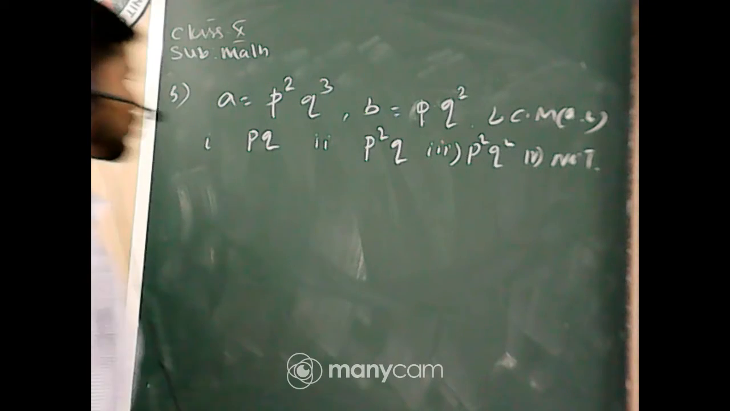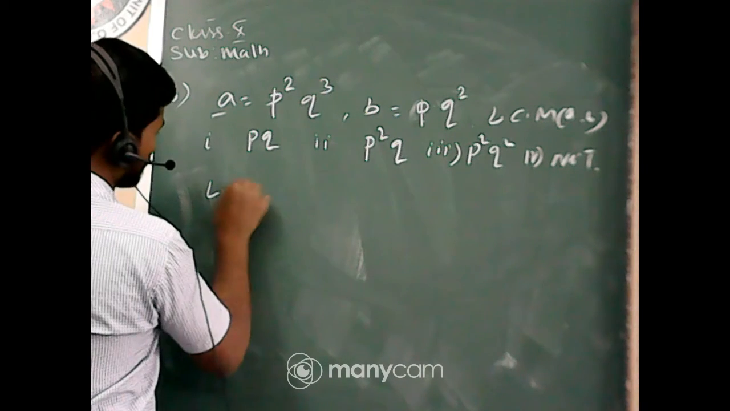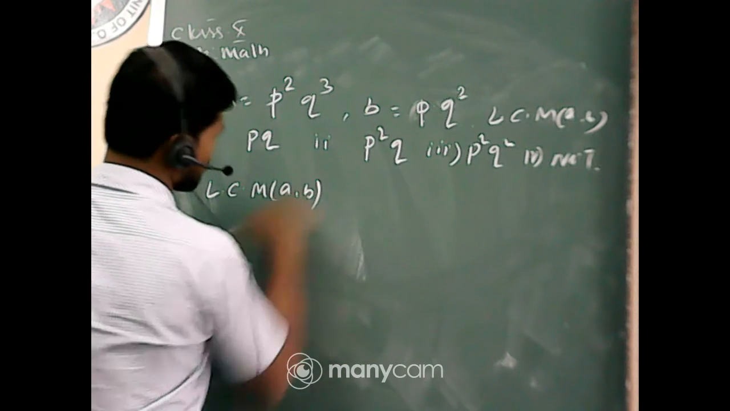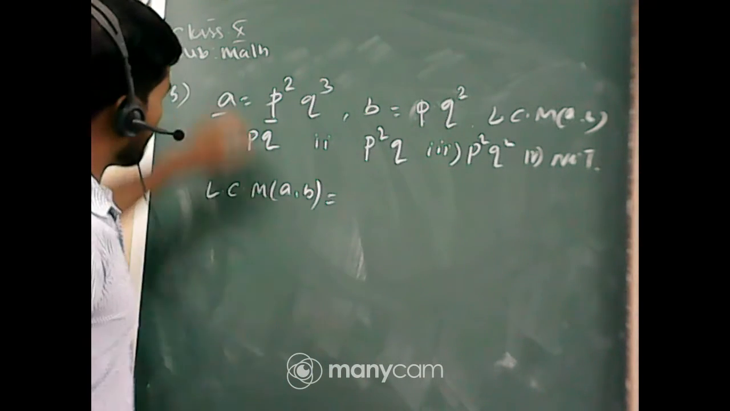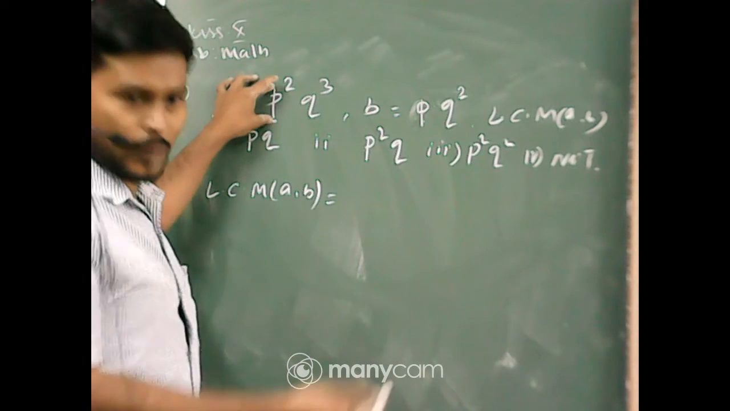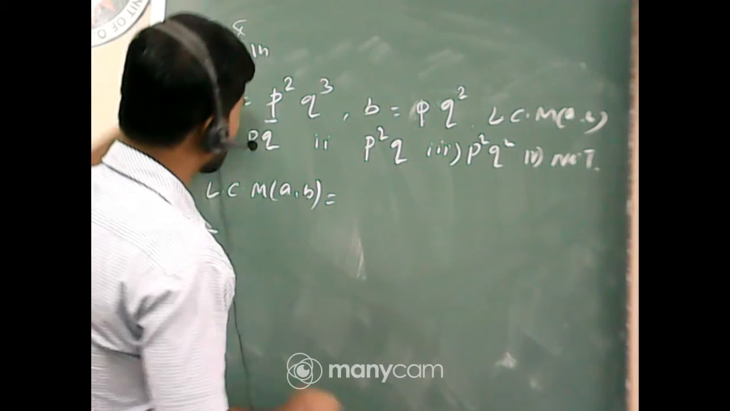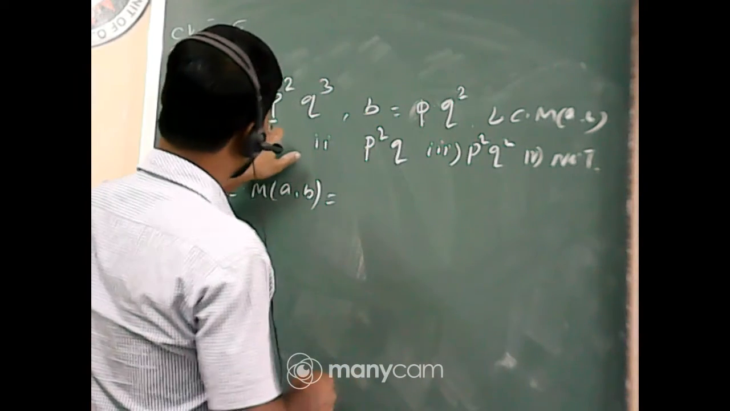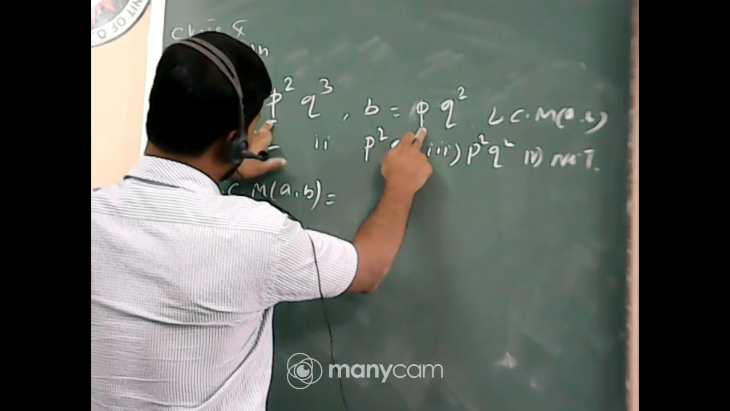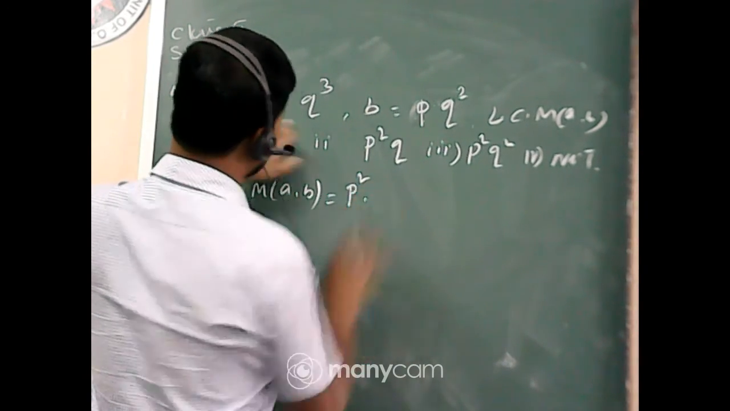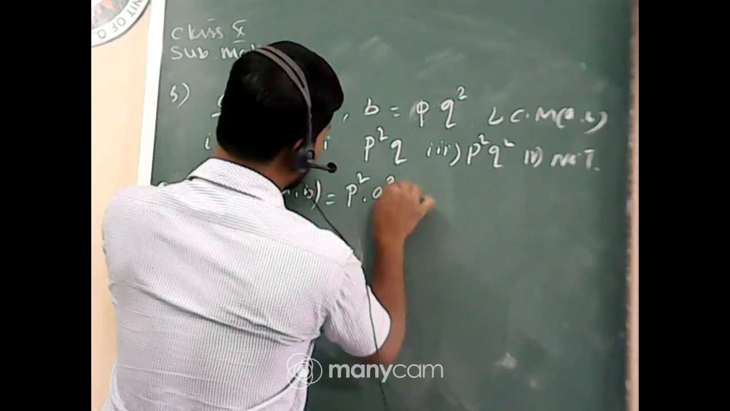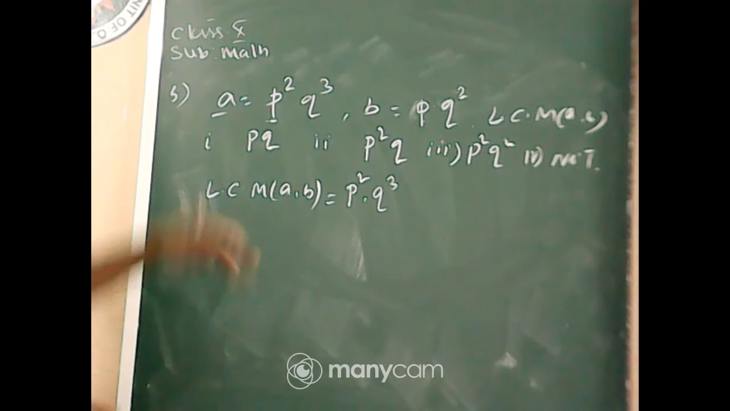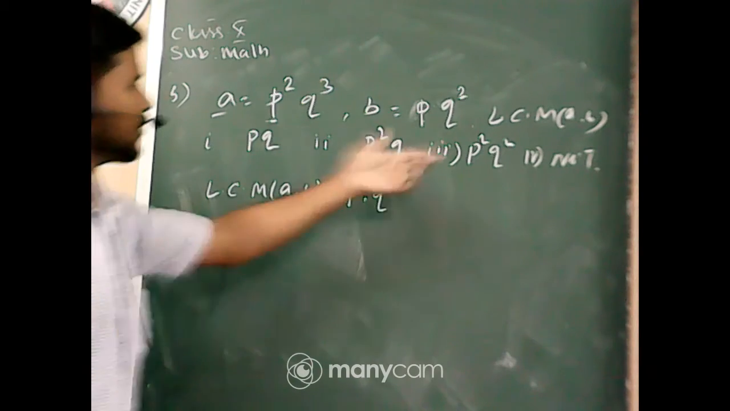Yes, the option will be D, because if I take the LCM of A and B, look, the common factors are P and Q. In case of LCM we take the maximum power, so the maximum power of P in both expressions is 2, so P square, and the maximum power of Q in these two expressions is Q cube. So this will be our LCM, but this option is not given here, so our correct answer will be option D, none of this.